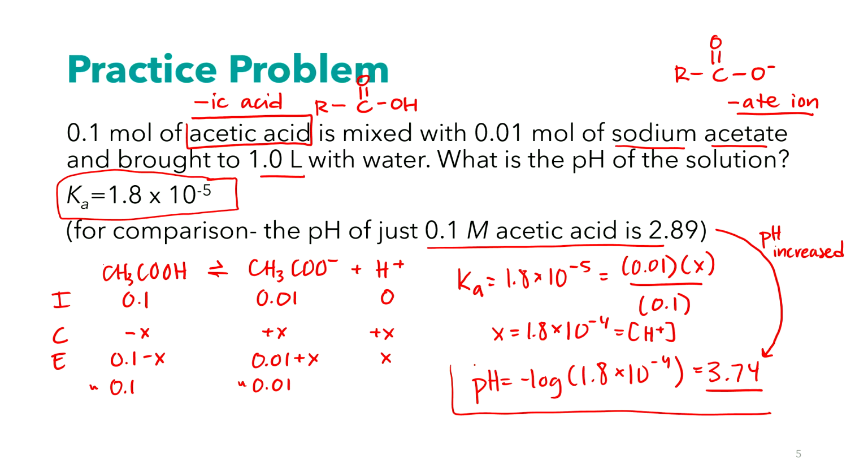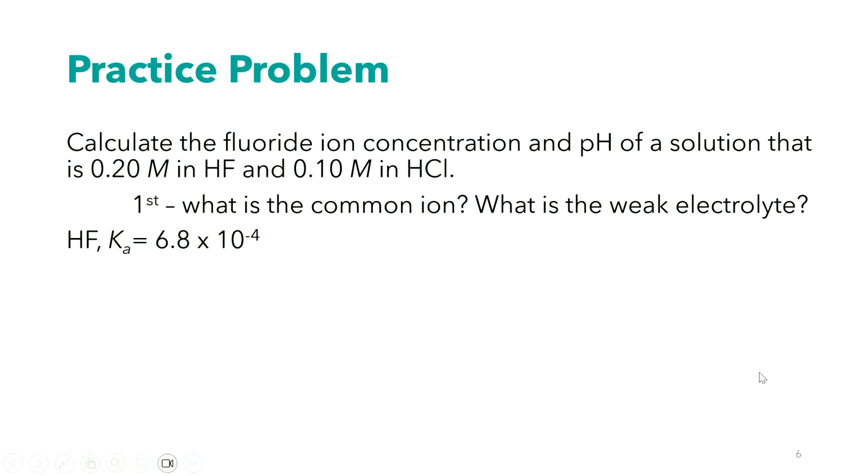So this is a very common question to see on the exam. What is the pH of this system with both the acid and its conjugate base? All right? Now you get to practice. Try this question on the fluoride ion, but now you are adding an HCl. So I want you to first stop and ask yourself, what's the common ion? Which one is the weak electrolyte? And then calculate, I'm not asking for pH, notice, I want to know the fluoride ion concentration. So you're still going to set up an ice table for this.